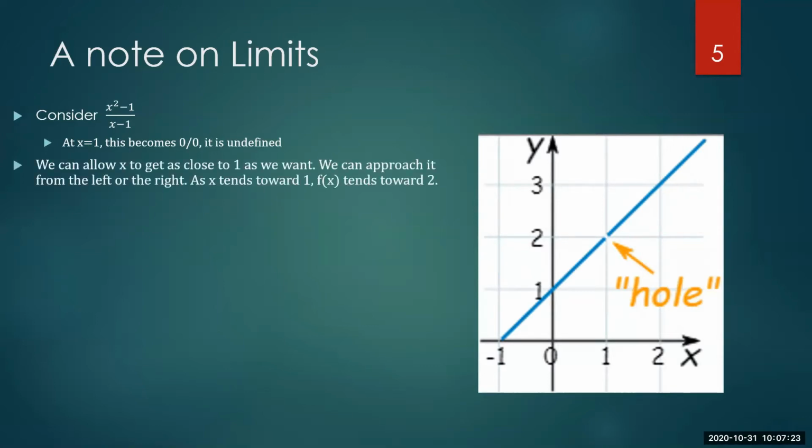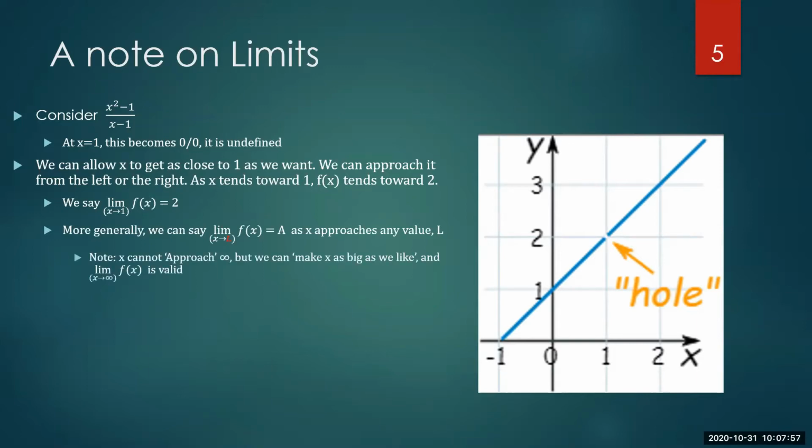We can allow x to get as close to 1 as we want, and we can approach the number 1 from the left or the right. We can see clearly that as x tends toward 1, f of x tends toward 2. The notation for this is the limit as x goes to 1 of f of x is equal to 2. More generally, we can say that the limit as x goes to L of f of x equals a, as x approaches any limit value L.